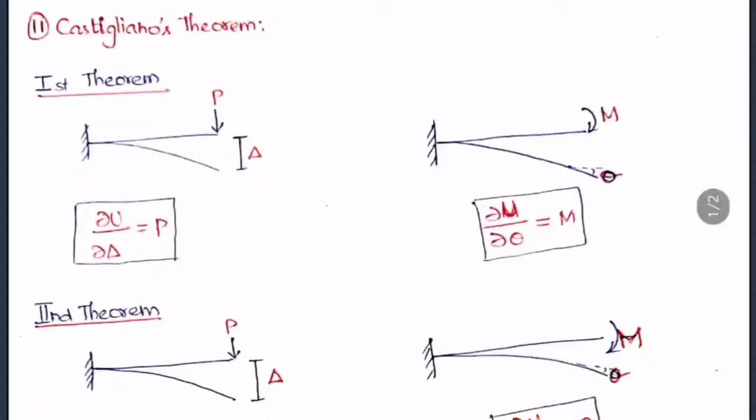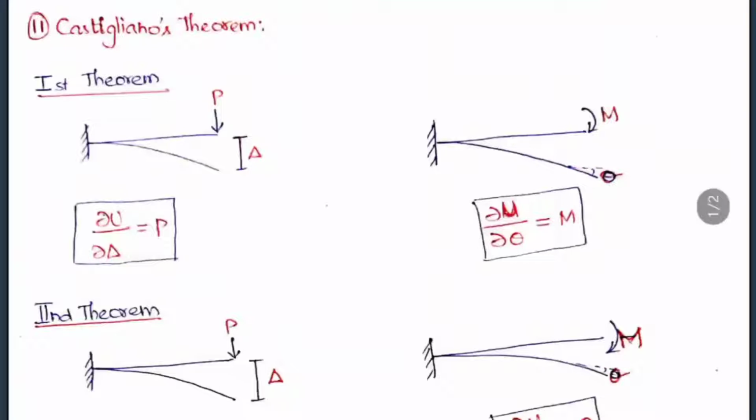same point. Okay, so we have studied the strain energy already in the previous chapter, no? So that strain energy formulas will be used in this Castigliano's theorem also. So when you take the partial derivative, that is dou U by dou delta, you will be getting the force that is applied there. Okay, the same case if there is a moment applied, the slope will be occurring. Okay, so that is your second case.